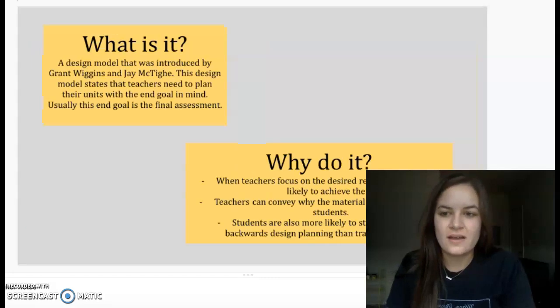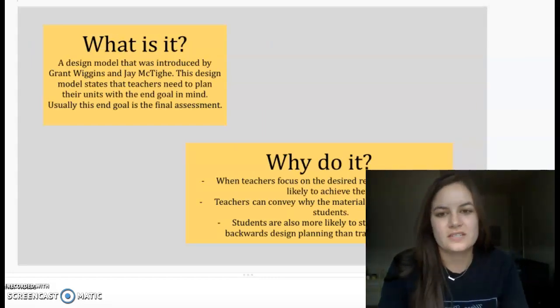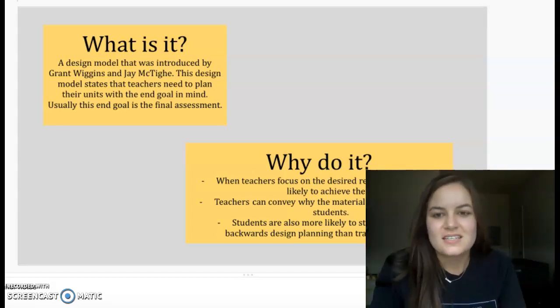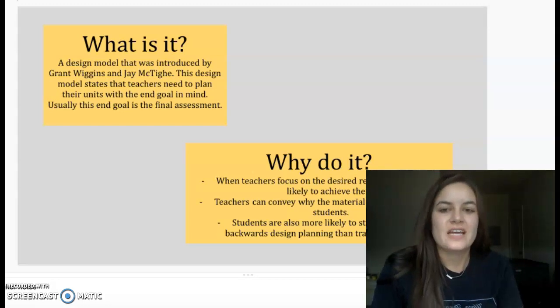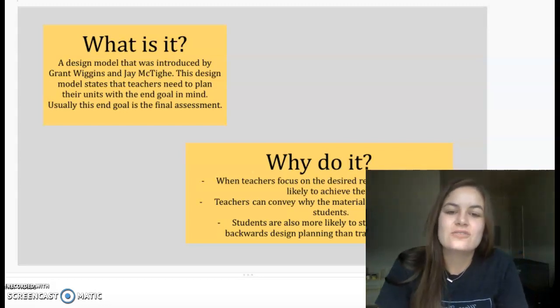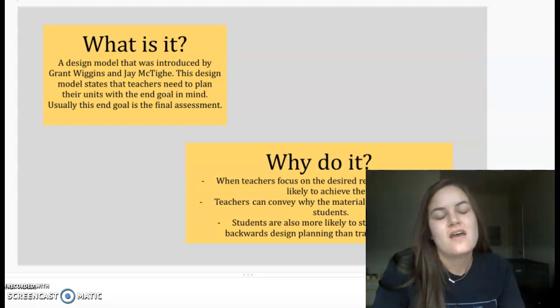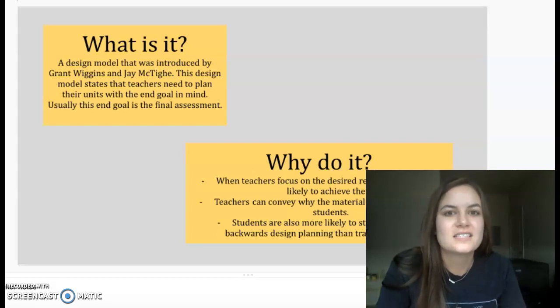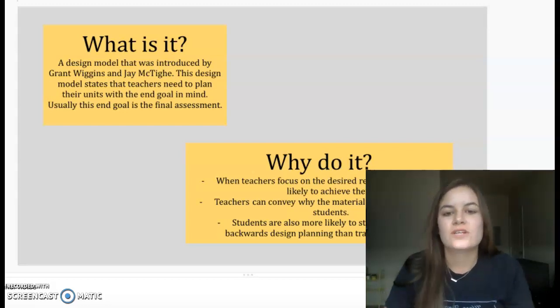All right, so now that we all have defined what we currently think it is, let's actually look at what it's defined as. So what is it? Backwards design is a design model that was introduced by Grant Wiggins and J. McTighe. This design model states that teachers need to plan their units with the end goal in mind. Usually this end goal is a final assessment. So whether you get together with your teammates, your content level teams, and create your final assessment, this should be done before you start planning the actual unit.